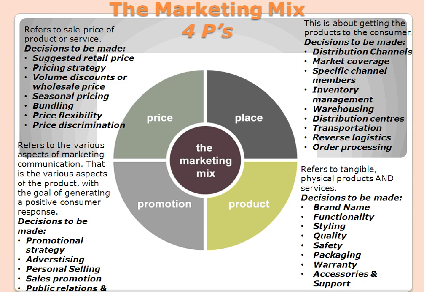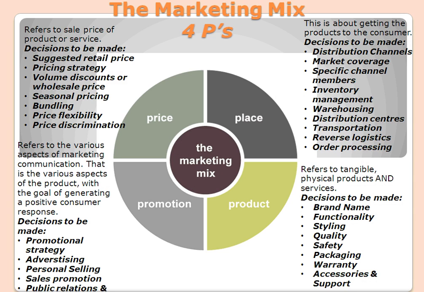This is distribution. We use place because it's another P and we want to keep it simple with the 4 P's. But getting the product to the consumer is all about place, and so we need to decide distribution channels, market coverage, so how extensive we're going to sell it, specific channel members, who's going to be responsible along the way, inventory management, warehousing, distribution centers, transportation, planes, trains, automobiles, that kind of thing, reverse logistics, which is a whole other concept in itself, really trying to make distribution seem a lot more complicated than it is, and then order processing.